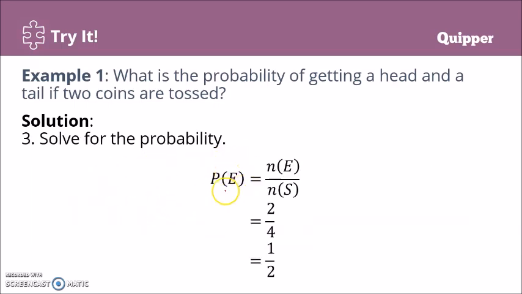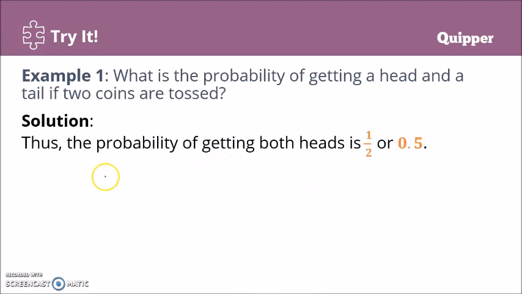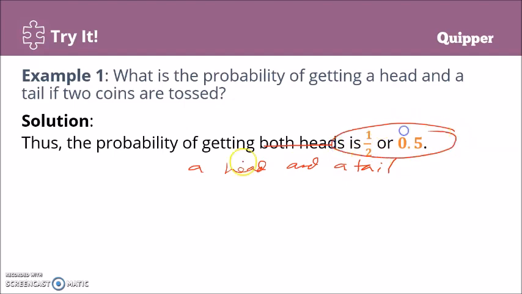And let's solve the probability. So, the probability of that particular event is equal to n(E) over n(S). The number of outcomes in the event is 2, and the number of outcomes in the sample space is 4. And that is 1/2. So, therefore, the probability of getting a head and a tail is 1/2 or 0.5.